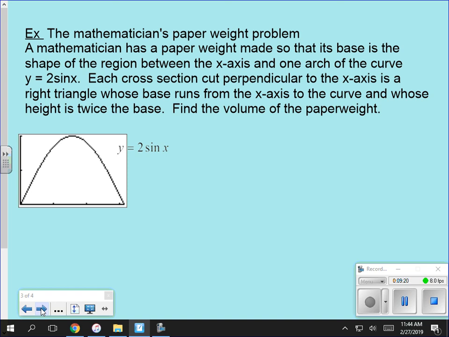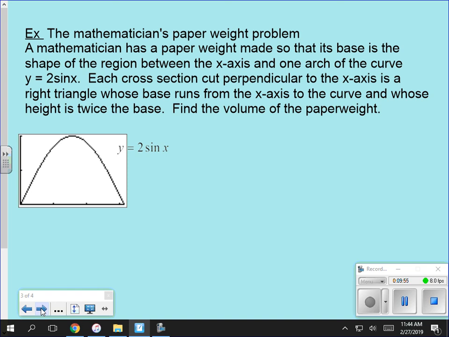Next, the mathematician's paperweight problem. Again, a mathematician has a paperweight made so that its base is the shape of the region between the x-axis and one arch on the curve y equals 2 sine x. Ooh, same thing. Each cross-section cut perpendicular to the x-axis, same slicing action, is a right triangle. Ooh, not a semicircle. A right triangle whose base runs from the x-axis to the curve and whose height is twice the base. Find the volume of the paperweight.